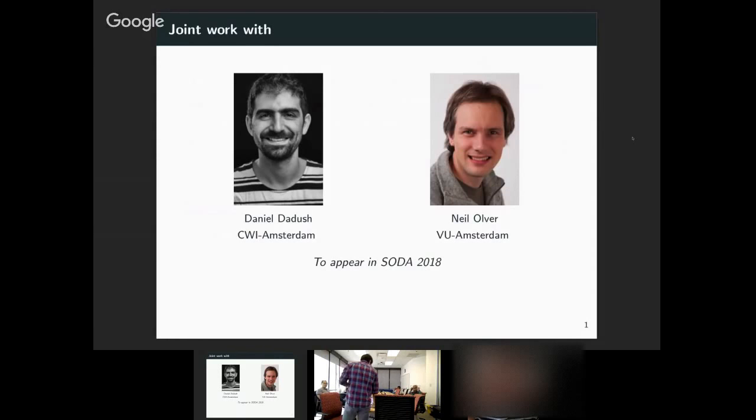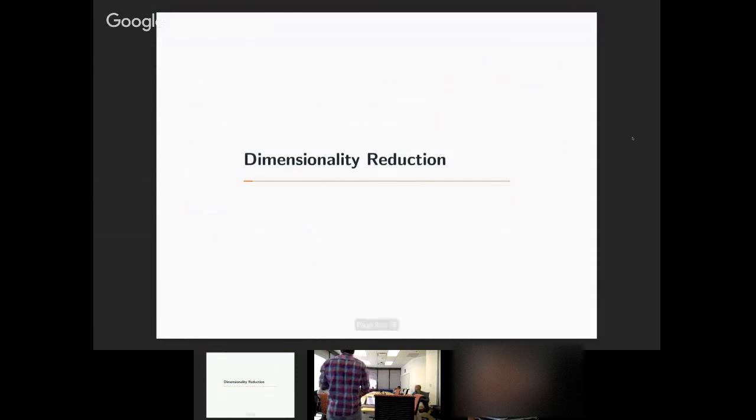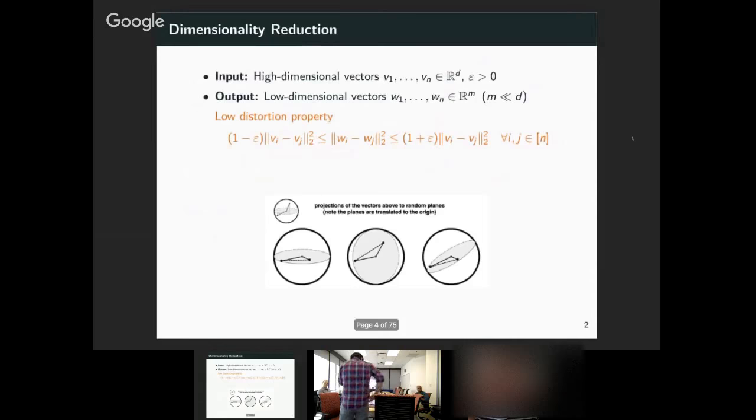So let me talk first about what we mean by dimensionality reduction, more precisely in the setting of our work. The basic idea is quite simple to explain. We have a set of high-dimensional vectors, V1 through Vn, in R^d. The way I like to think about this is that d is a rather large dimension you're working with, but the number of vectors you have is even larger. So that's the kind of region we're interested in.